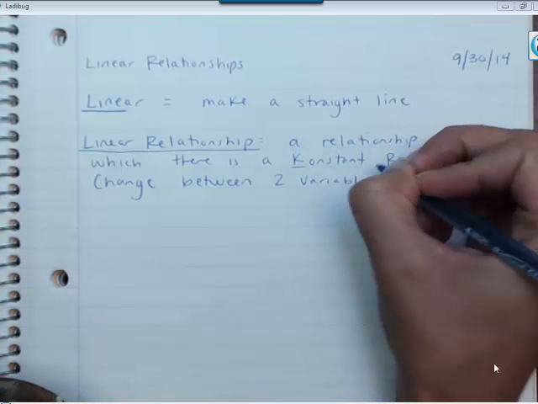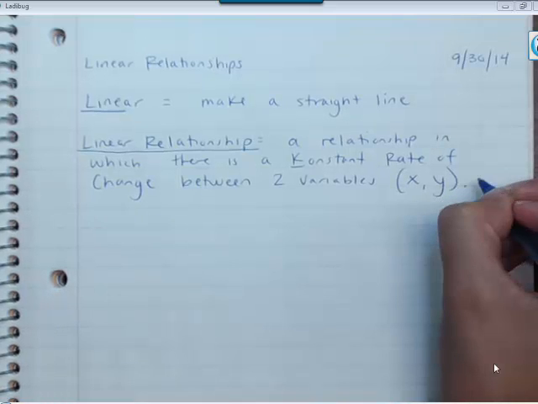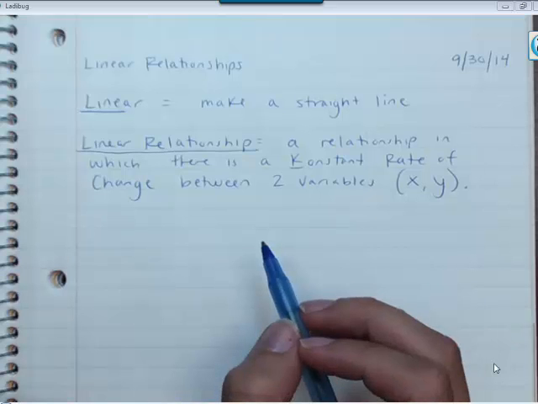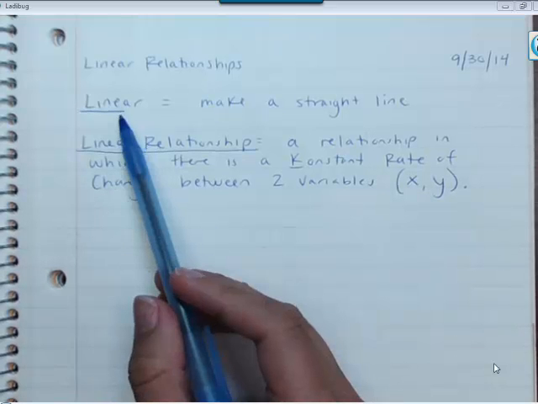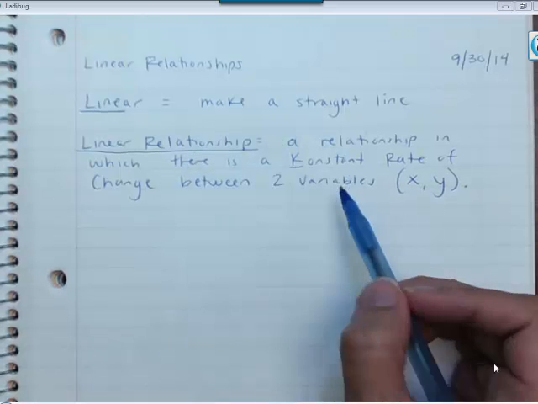Remember, the variables would be our x and our y. Remember, we can find if it's constant or not between our x and y variables because I do y over x. So, a linear relationship, whenever I graph it, is going to make a straight line. And the reason why it's a straight line is because it has that constant rate of change.